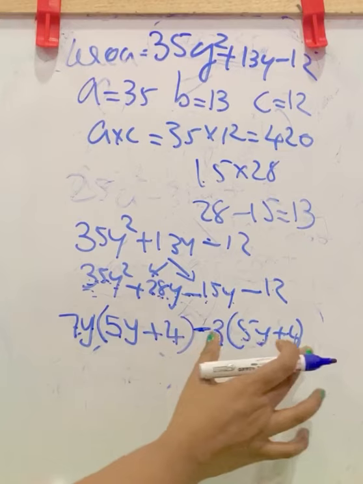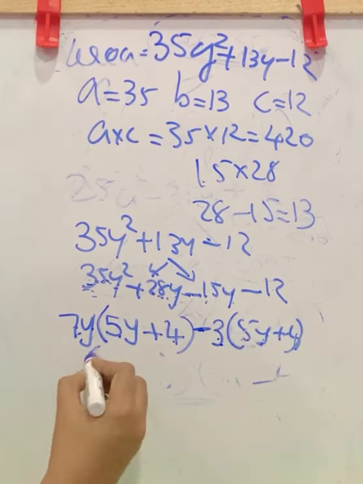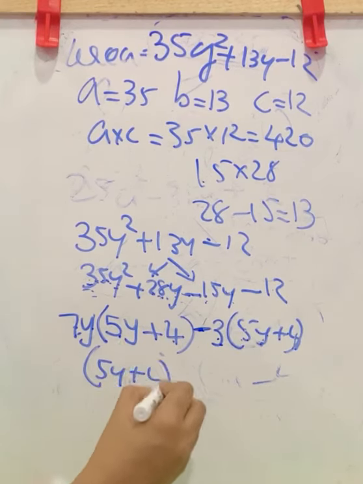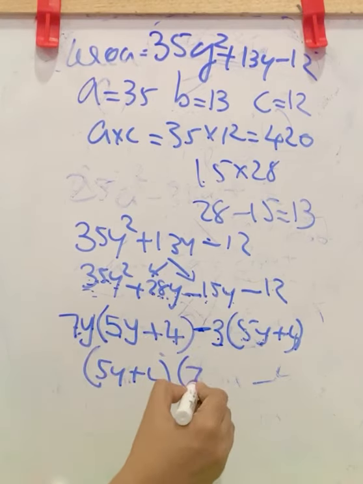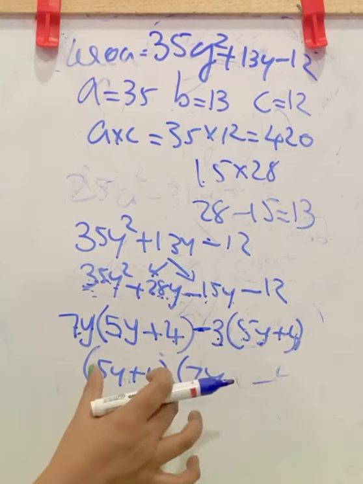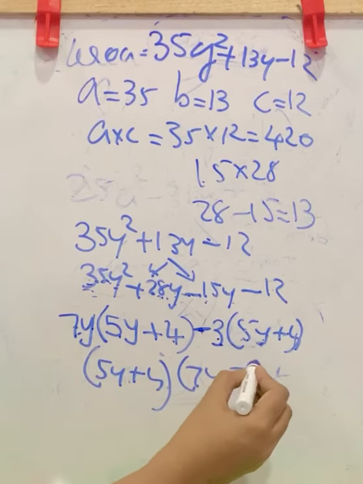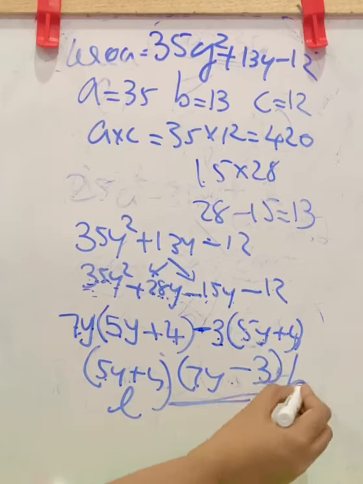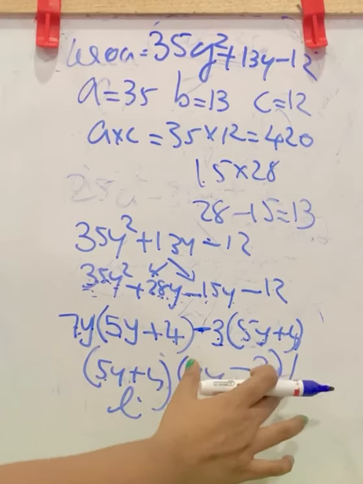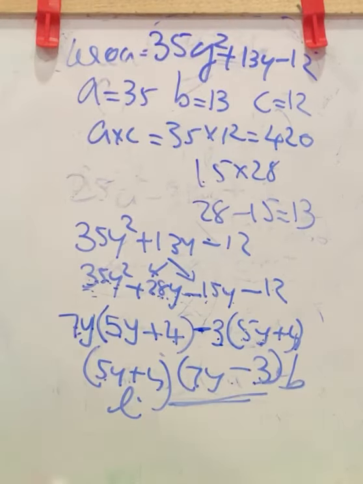From this term and this term, we are taking this bracket common, 5y plus 4. From this we take 5y plus 4, the balance will be 7y, and from this term we take 5y plus 4, the balance will be minus 3. So these are the length and breadth, length into breadth, two factors to get this as the area. Next question: what are the possible expressions for the dimensions of cuboids whose volumes are given below?